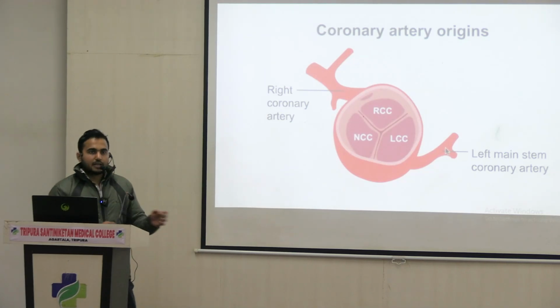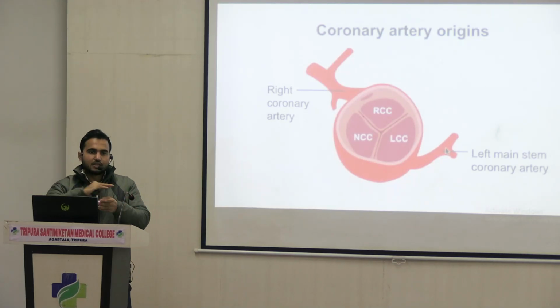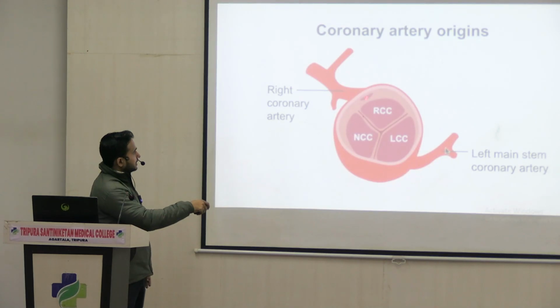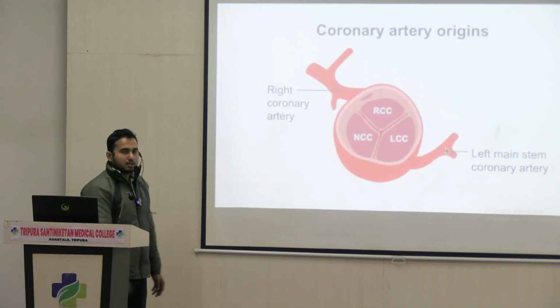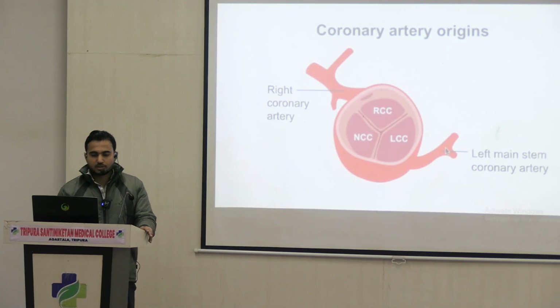So why is the TS taken? Because if the artery is continuous, you can't see the origin. That's why the TS is taken, so that you can see the sinuses and the origin of both the arteries, right and left coronary artery. So this is the origin.